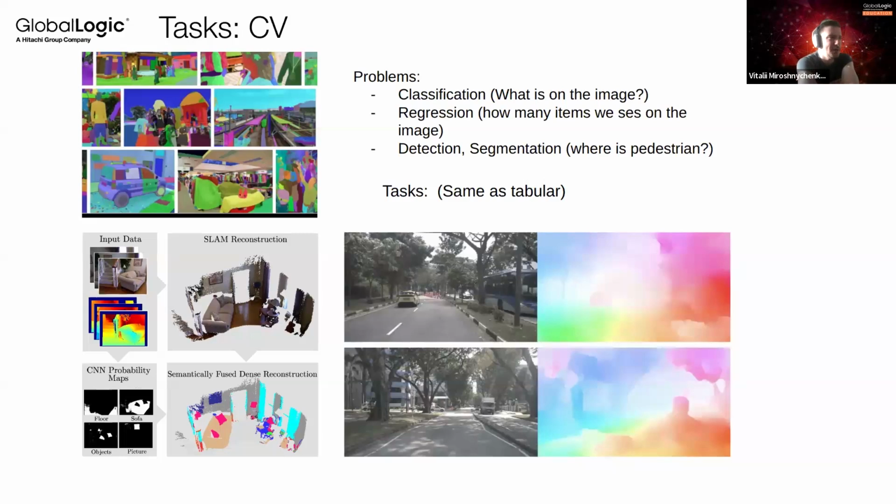And there are many other different problems like SLAM or 3D reconstruction from images or depth estimation, and the solution is also hard because you need a lot of labeled data. Without labeling data, you will not create good algorithms.